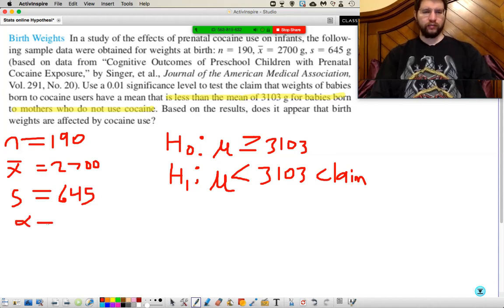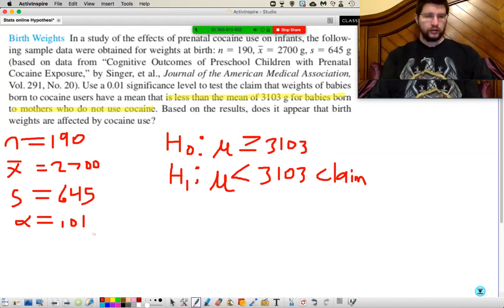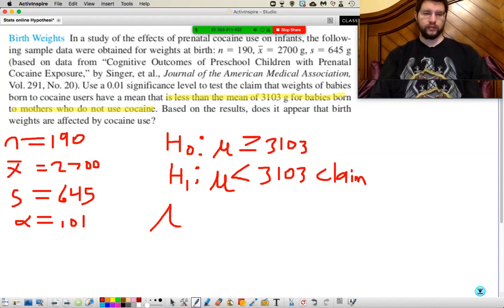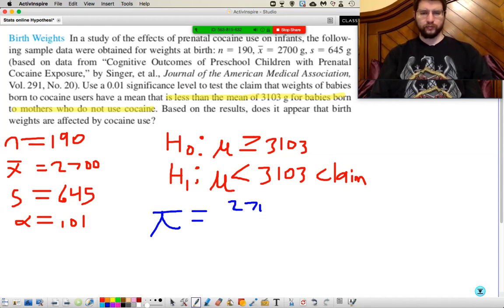It tells us to use an alpha of 0.01. So let's see, it's S, that makes it a T distribution. So it's X bar minus mu over S, 245. Make sure there wasn't a decimal in there. Over square root of n.